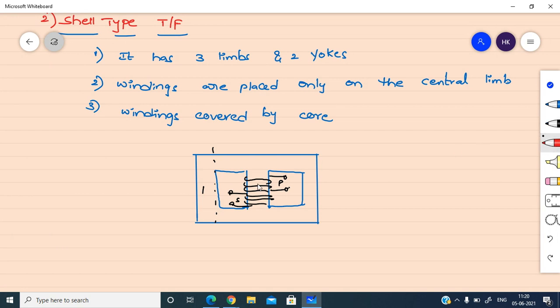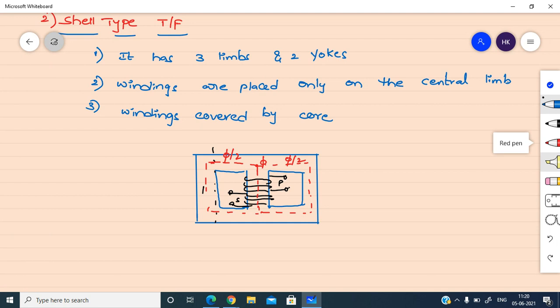And one more thing here. Whenever you give supply to this primary winding, current will pass through it, and due to that current, flux will be produced. And that produced flux has two paths to flow through the core. At this point, the flux is divided into two halves. One half of the flux will flow through this limb and another half of the flux will flow through this limb. So the flux has two paths. One half of the flux will flow in one limb and another half will flow in the other limb. But the entire total flux will flow through the central limb.